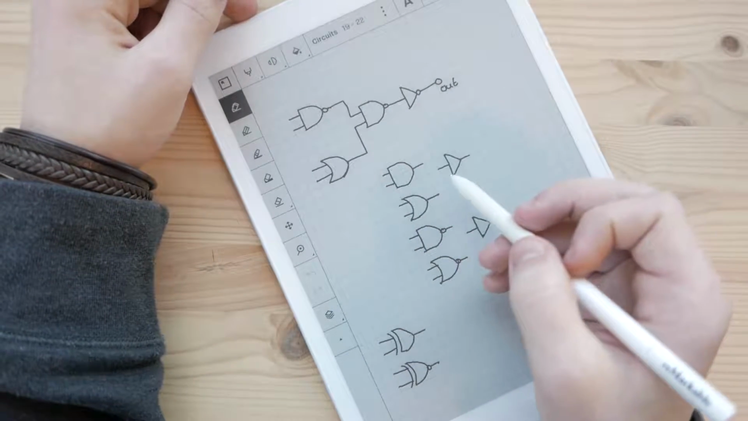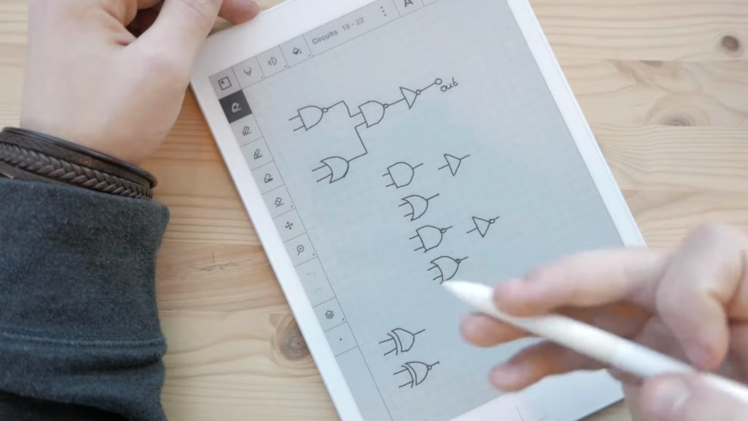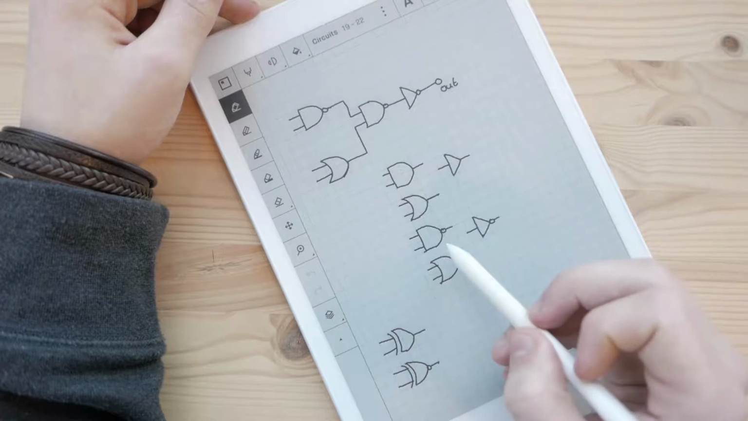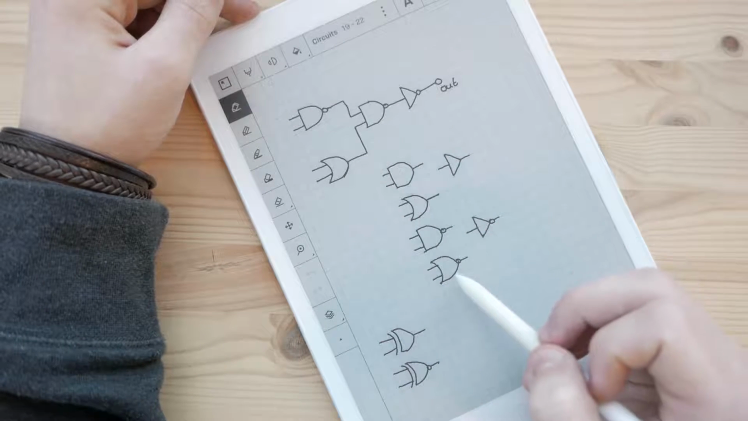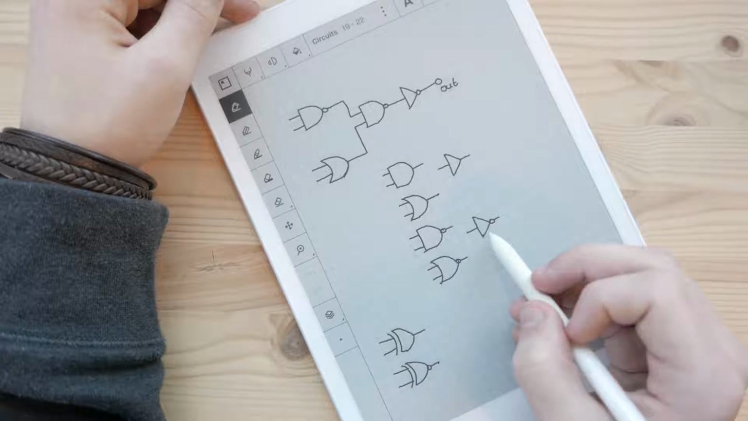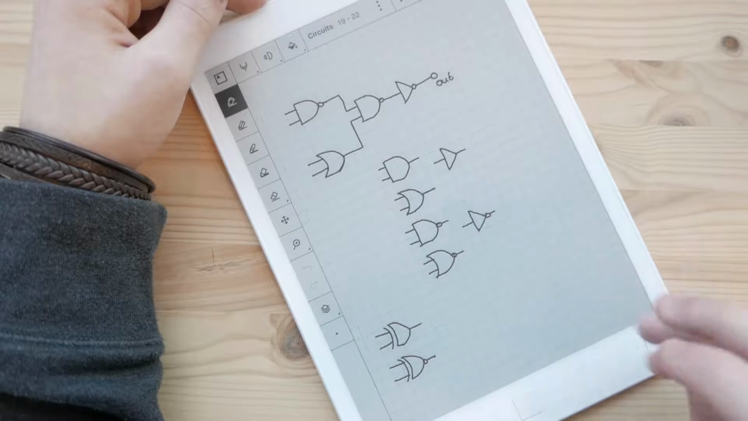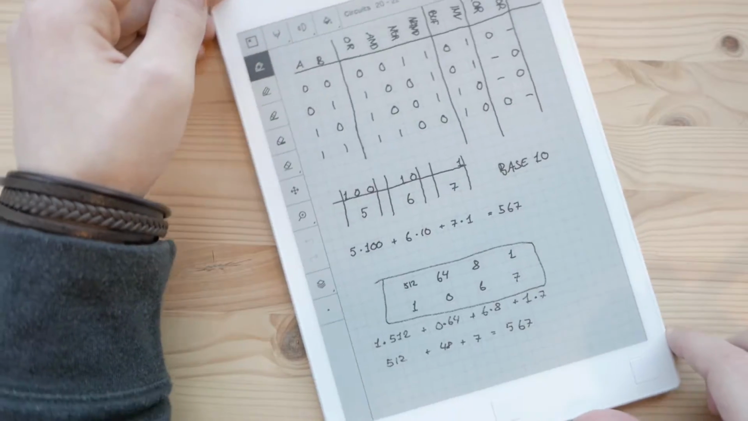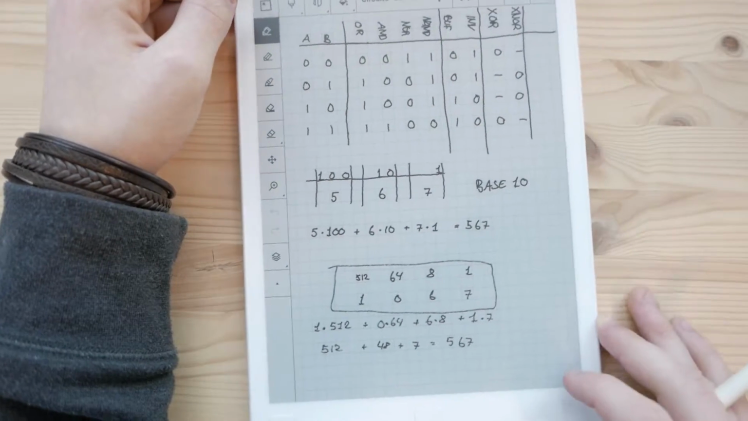I've shown you three types of standard gates. There is the AND gate, the OR gate, and the buffer. Then we have the NAND gate, which is just an inverted AND gate. We have the NOR gate, and we have the NOT gate. So before we have a look at this, we will have a look at the tables for these.